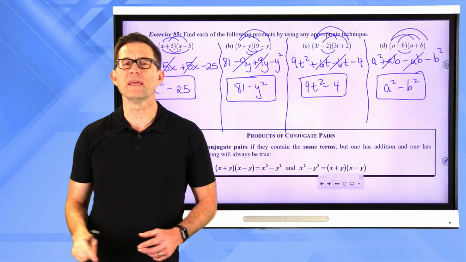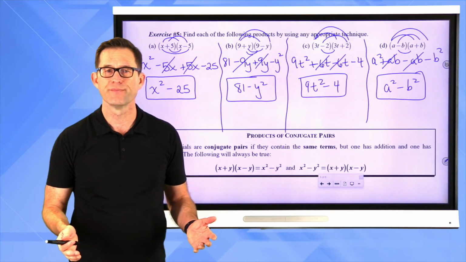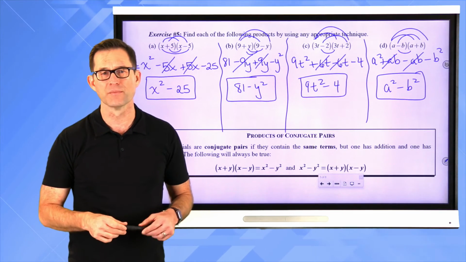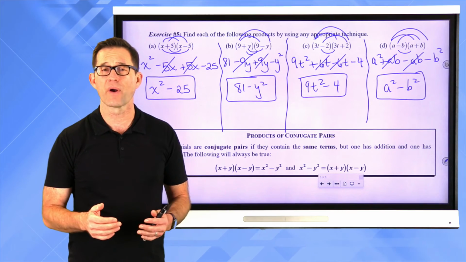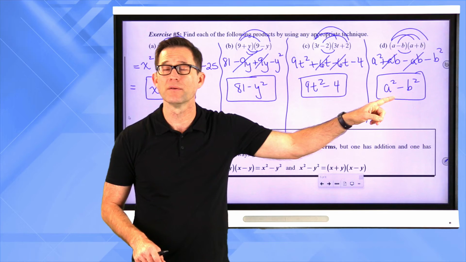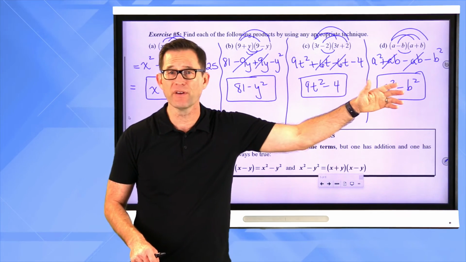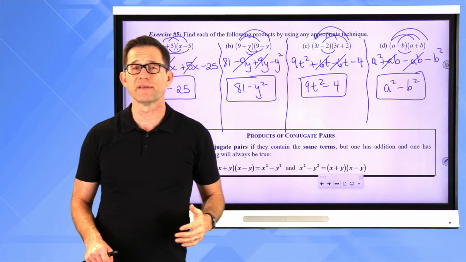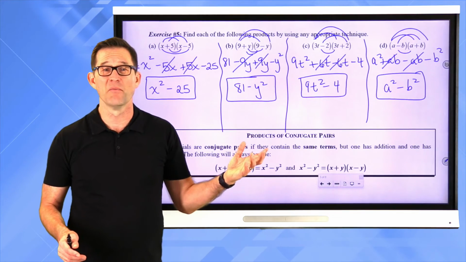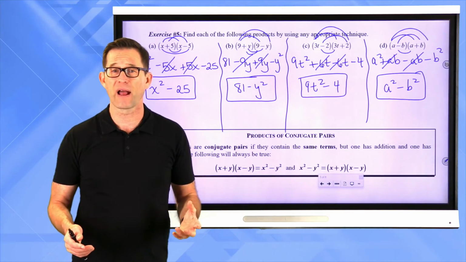So what we see is whenever we have a product of conjugate pairs, instead of getting a trinomial at the end, we have our outer and our inner terms of foiling canceling each other out, and we're really left with the first part of the binomial squared minus the second part of the binomial squared every time, right? And of course, if you recognize that pattern, then multiplying two conjugates is very quick, because you square the first portion, you square the second portion, and you subtract the two.